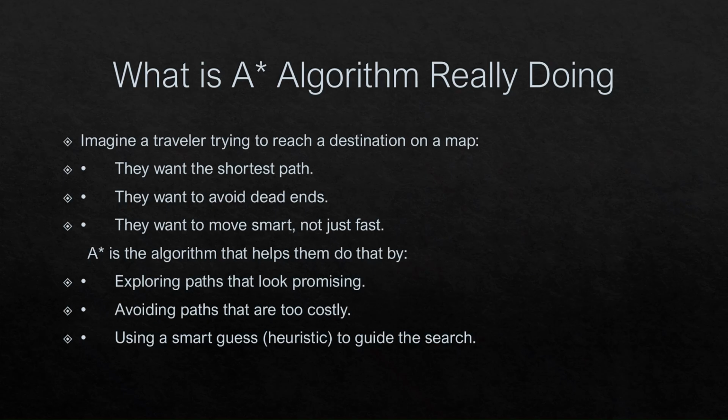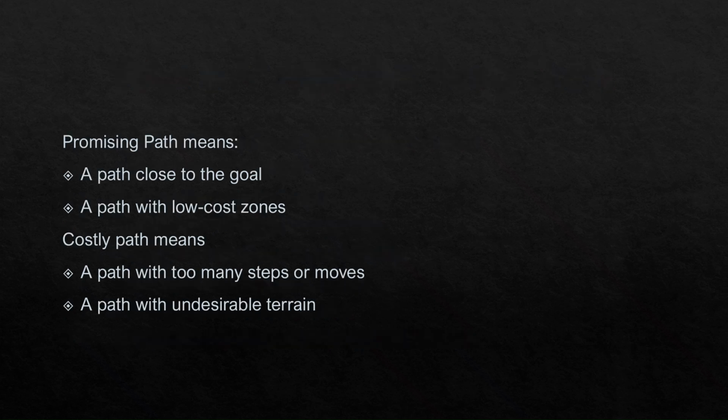So what is the Dijkstra algorithm? What does it really do? Imagine a traveler trying to reach a destination on a map. They want the shortest path. They want to avoid dead ends. They want to move smart, not just fast. And the Dijkstra algorithm helps them to do that. It does this by exploring the path that looks promising, avoiding paths that are too costly, and using a smart guess, a heuristic, to guide the search.